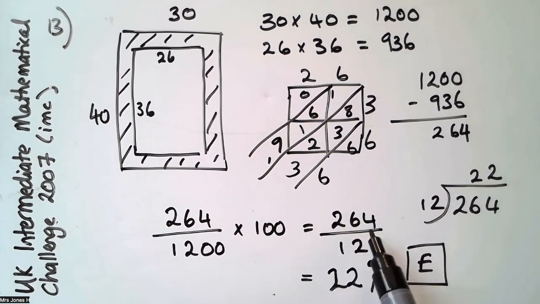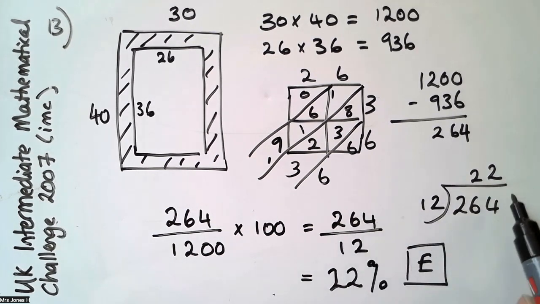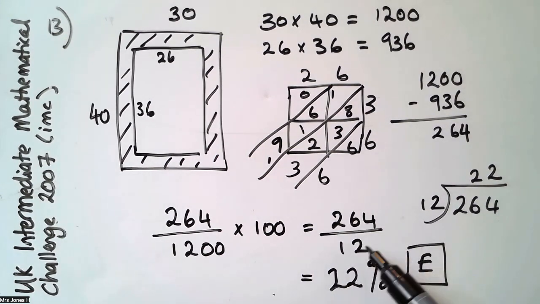Simplified it down to 264 divided by 12. You can go even further. I use my 12 times table to work this through, but you could have divided top and bottom by 2, by 4, to be able to get a smaller number, not 4, 2. 22 is your answer. That is the answer E.